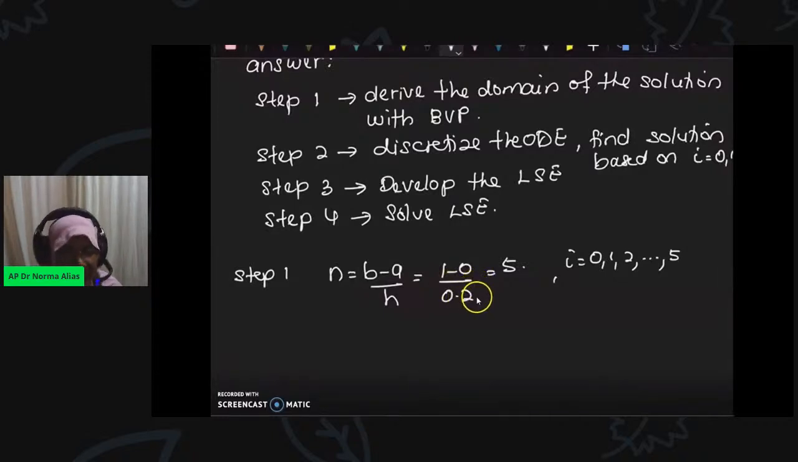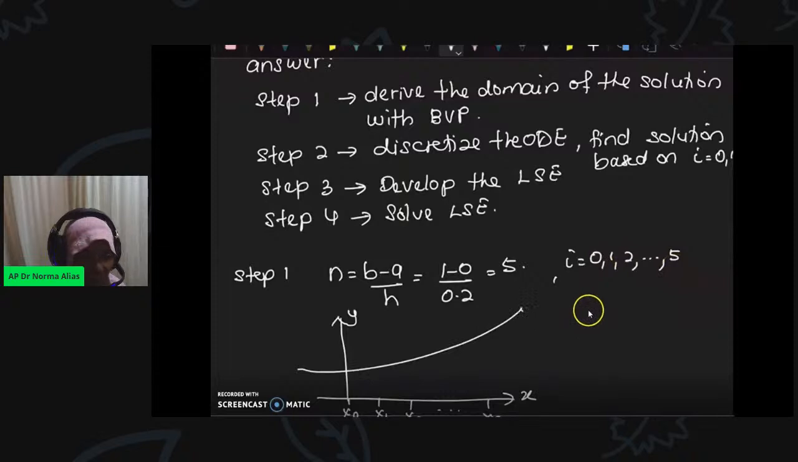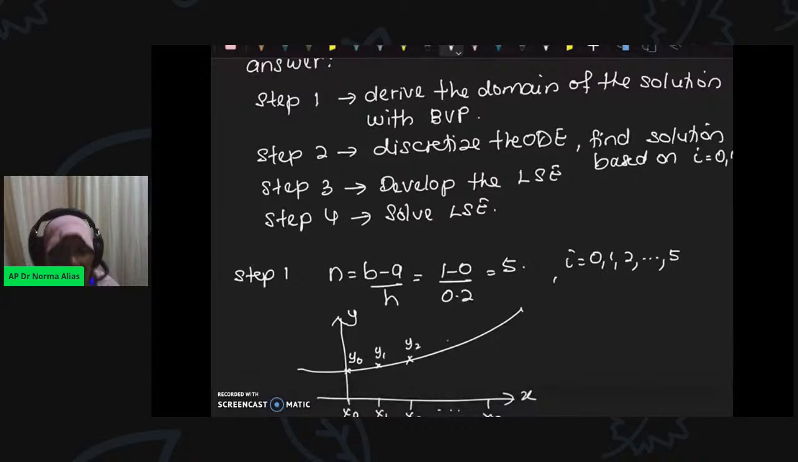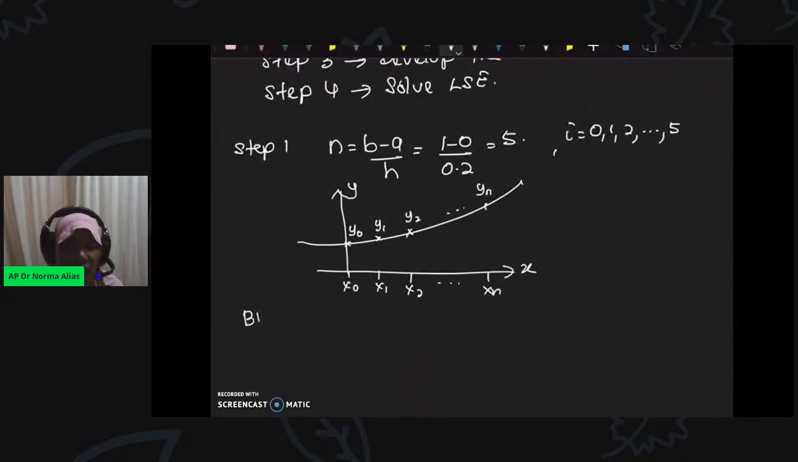All right, the first step, n is b minus a divided by h. Where is your domain? You draw this graph, and you will get the marks. You know why? Because you know where the solution is. You know where x0 is, you know where x1, x2, x3, and x5 are. You know what y0 is? No, you don't know y0, because it is not given in the question. You want to find y0, y1, y2, y3, y4, and y5. So how many points? There are 6 points to find out.